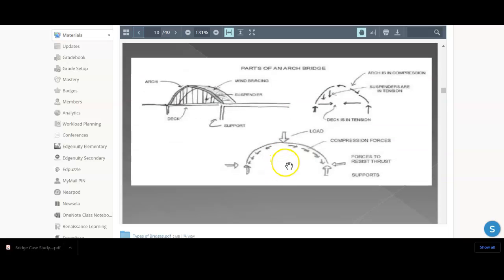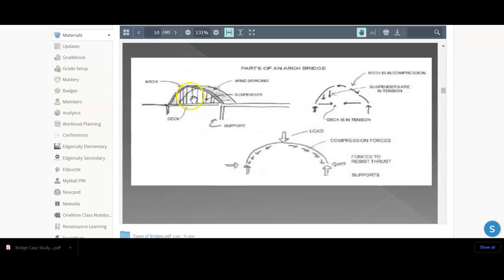All right. And so here are the different parts of the modern arch bridge. You have your supports on either side. You have the deck that goes all the way across. You have your main arch, and you have your suspension cables. The wind bracing as well to connect both of the arches. So you have one arch on one side, one arch on the other side. And then you have this wind bracing material to help brace the arches. So when the wind comes, they're not going to fall over.